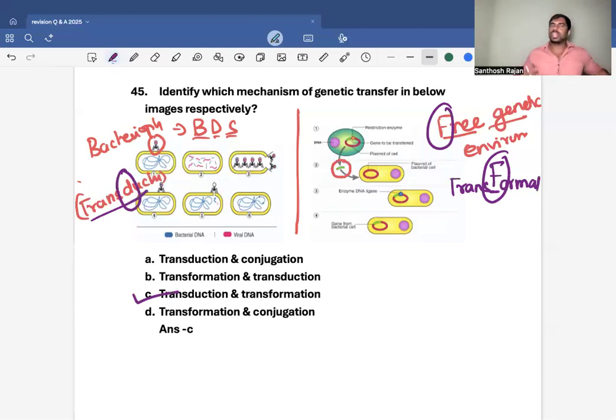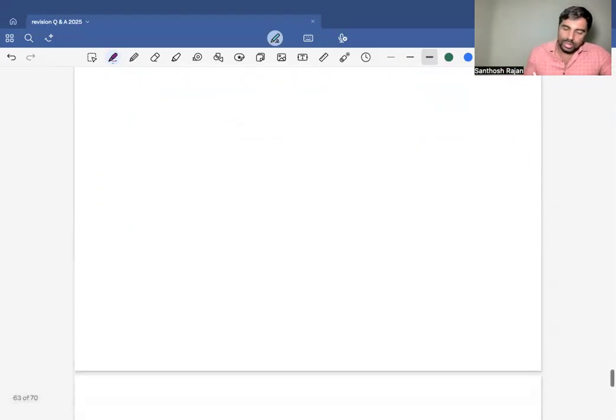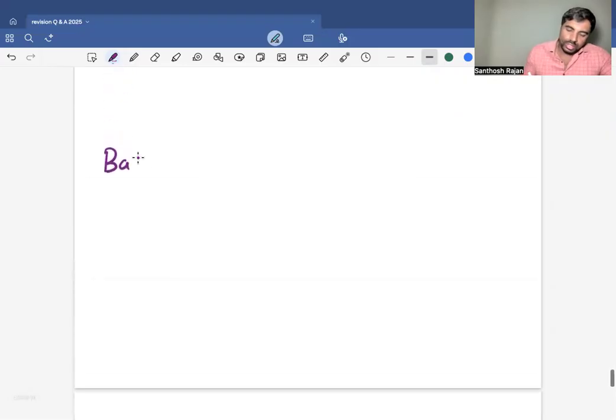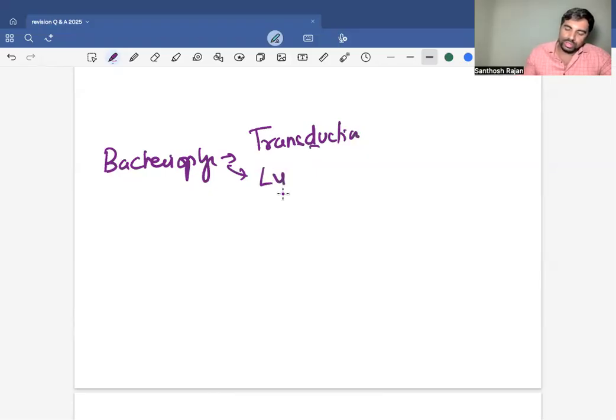And lysogenic conversion, lytic phase, you know that there also the bacteriophage is involved. Let me write it here: bacteriophage. Bacteriophage is involved in only two things. One is transduction, we just spoke, BDS, and the other is during your lysogenic conversion.